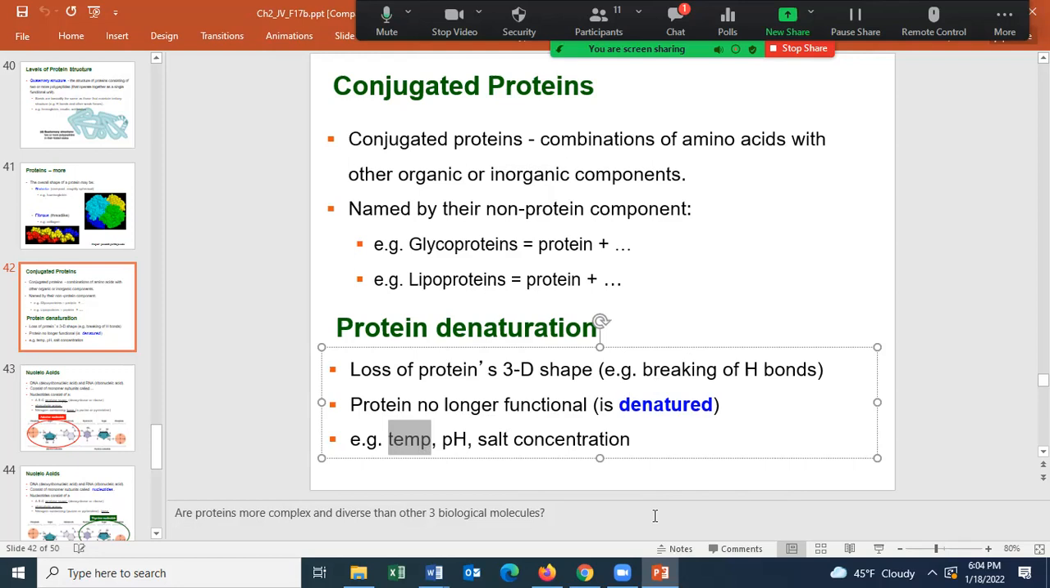So proteins are more complex and diverse than the three other biological molecules. And that's because they have many different building groups. Instead of just a few or a handful of monomers, humans have 20 different amino acids for the monomers which make up proteins. Any question about any of that?